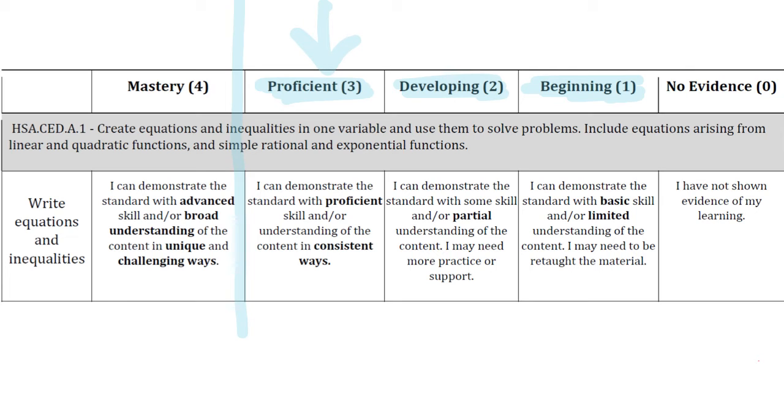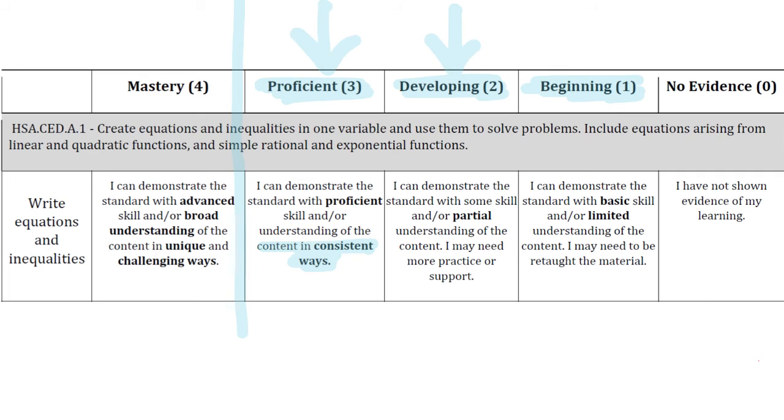So we're looking to demonstrate with proficient skill, understanding, and the keyword, consistent ways. So did you consistently define the variable correctly? Did you consistently write the equation or inequality correctly? And then did you consistently, out of all three problems, solve the problem correctly, answer the problem correctly, even using the rounding correctly when needed? Okay, so that would be that proficient category.